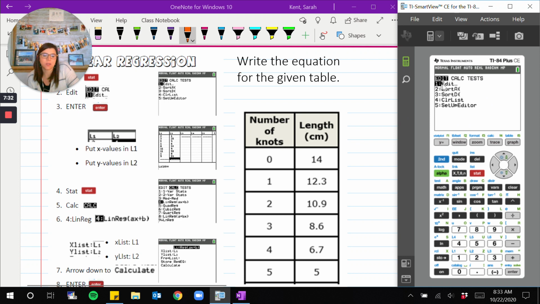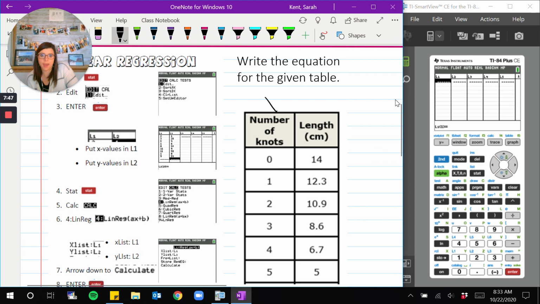So where it says number 1, I'm going to press enter. And now I'll see all of these rows here. From my table, I want my first column, which are going to be my X's. X will always be the first column. I'm going to put this in L1, which is also the first column.